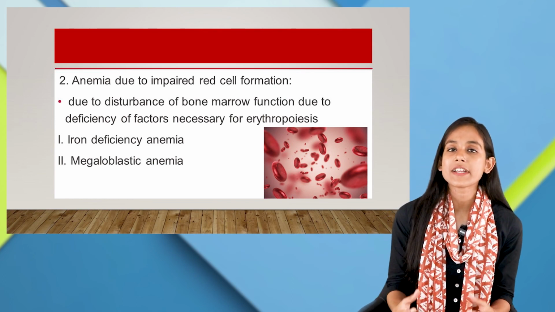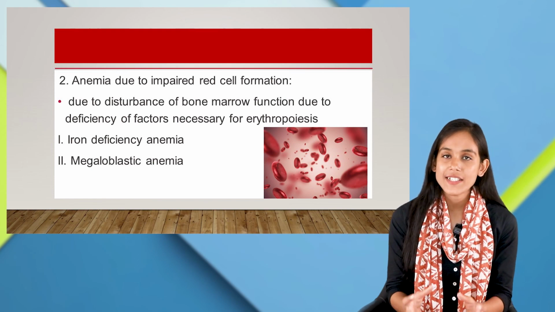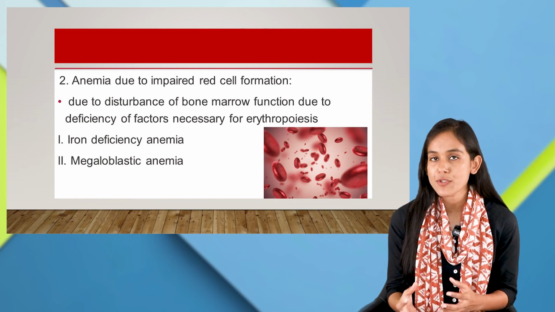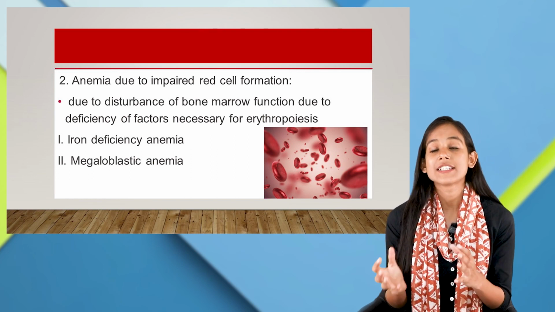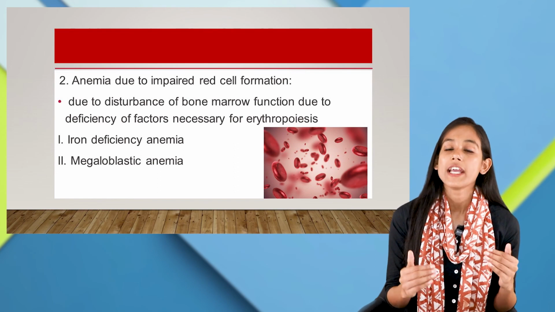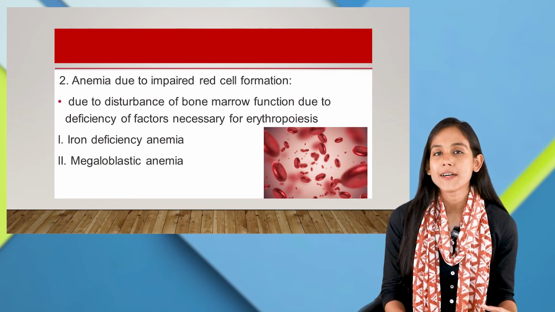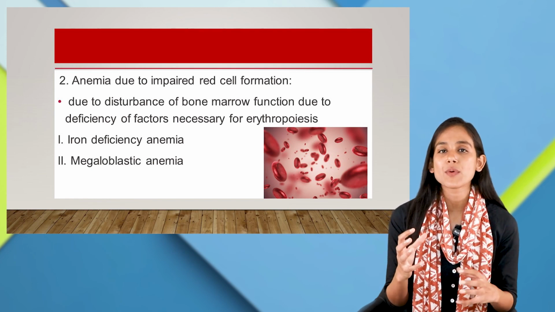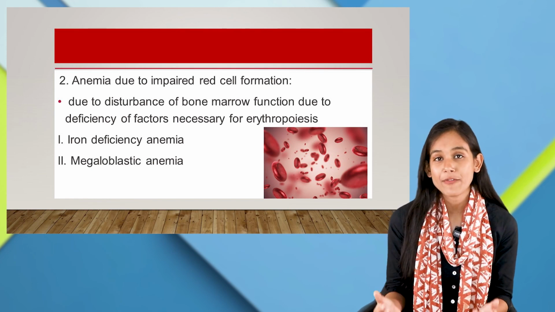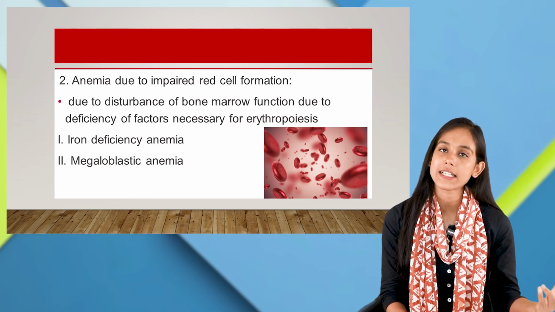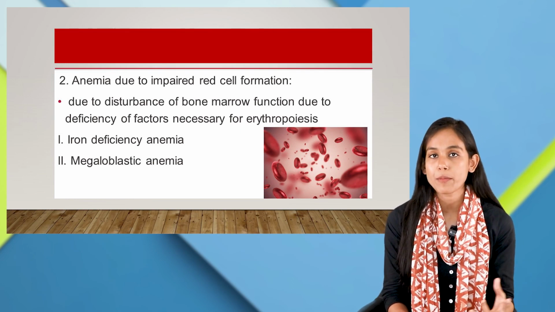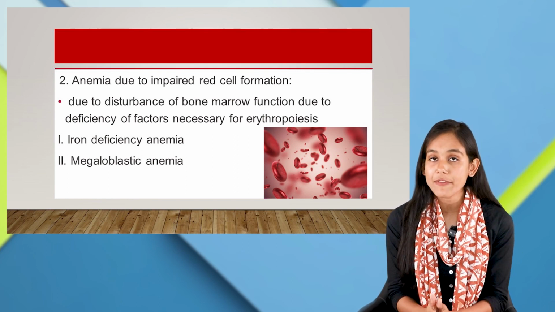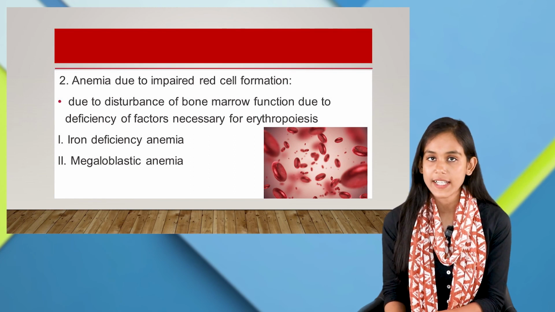These two happen because there is disturbance of bone marrow function, and that disturbance is related to the deficiency of factors necessary for erythropoiesis. So the factors required for erythropoiesis are not enough, right? There is a deficiency of those factors, and that is the reason for the disturbance in the bone marrow function, and because of that the anemias that happen are iron deficiency anemia and megaloblastic anemia.